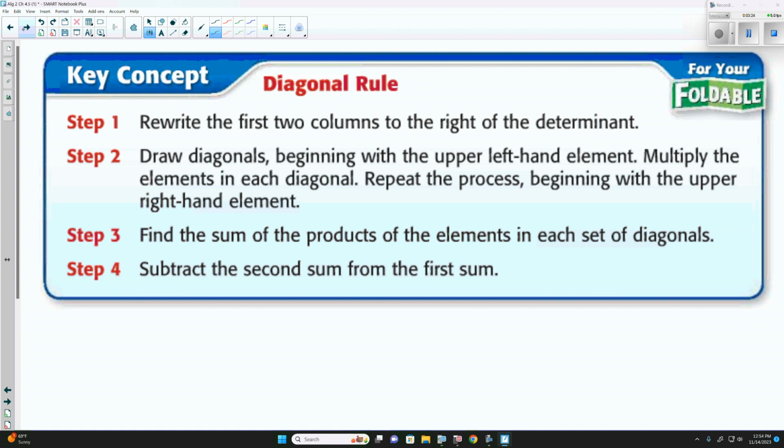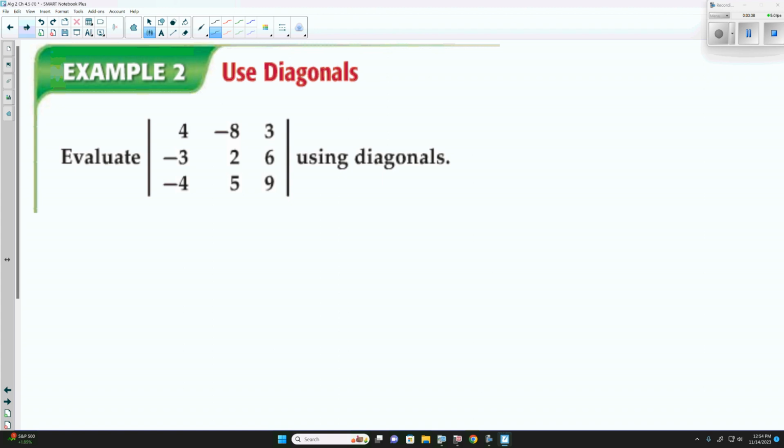Diagonal rule. Rewrite the first two columns to the right of the determinant. Draw diagonals beginning with the upper left-hand element. Multiply the elements in each diagonal. Repeat the process beginning with the upper right-hand element. Find the sums of the products in each set of diagonals. Subtract and go from there.